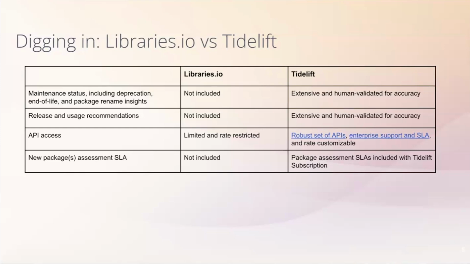The data coming through from libraries is available in the form of APIs. These APIs are limited and restricted to 60 API calls per minute, so one per second. With Tidelift, on the other hand, these APIs are robust. There are several APIs. Isaac will go into that in a minute. There is enterprise support and an SLA available, and the rate is customizable based on what your usage requirements might be.